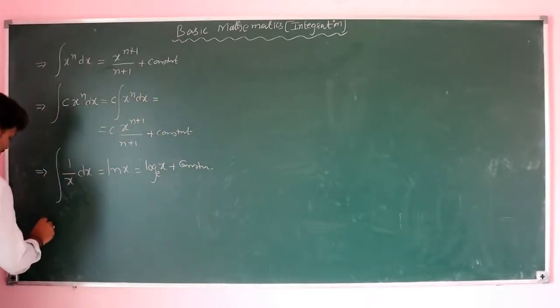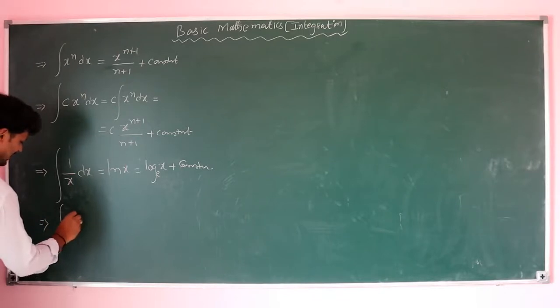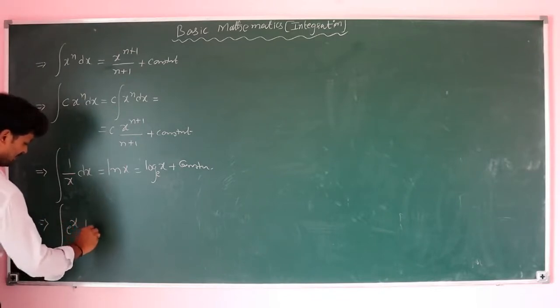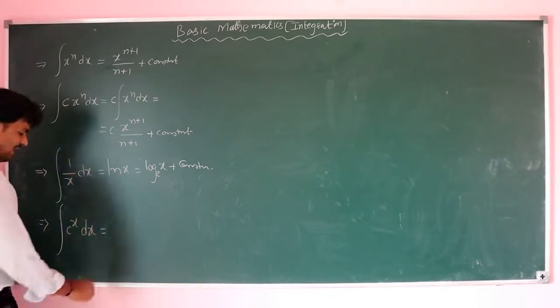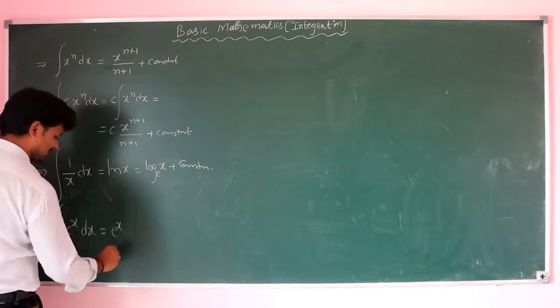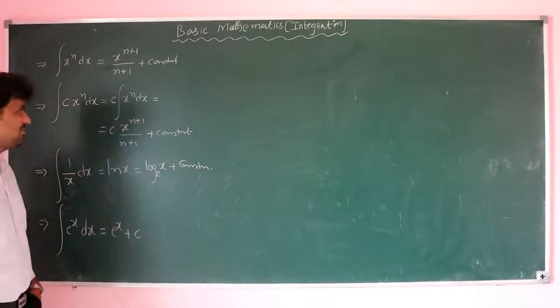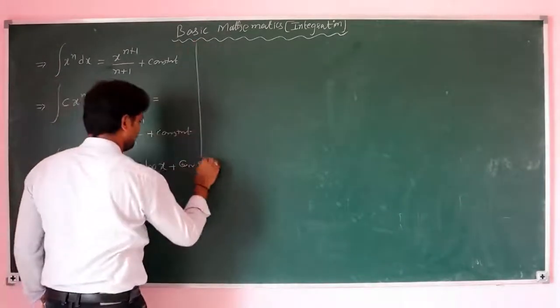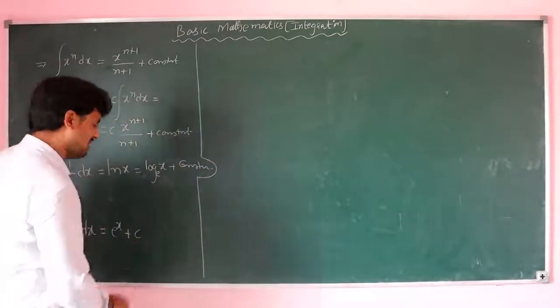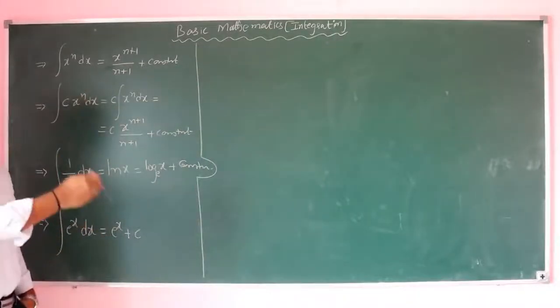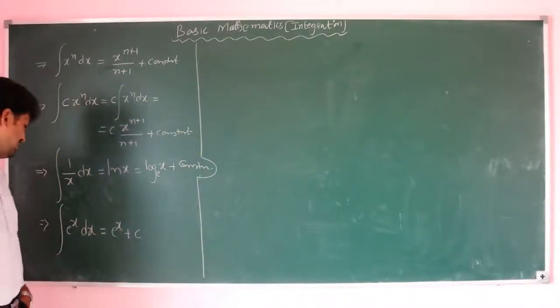In case we have integration of the exponential, integral e power x dx, the value is simply e power x plus constant. E power x plus constant. This constant we are taking in a general way, but it has no use here. In some physical equations we use this.